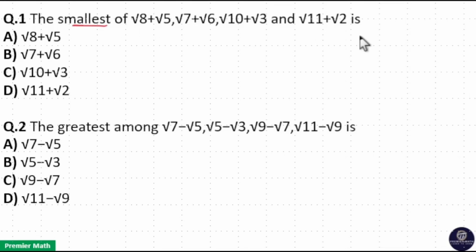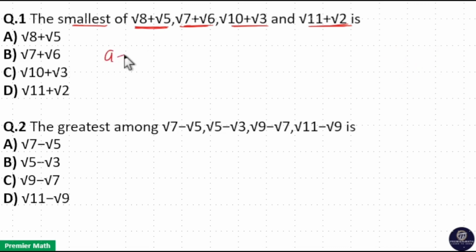The smallest of the given terms is, here we don't know which term is smallest. But here we can see a similarity. 8 plus 5 is 13, 7 plus 6 is 13, 10 plus 3 is 13, 11 plus 2 is 13. In that case, take the square of each of these terms. Then the smallest square will be the smallest number. That is, out of 2 and 4, 2 is smallest. Now, the square of the smallest number will be the smallest square, and the square of the largest number will be the largest square. That is, 2 square is less than 4 square.